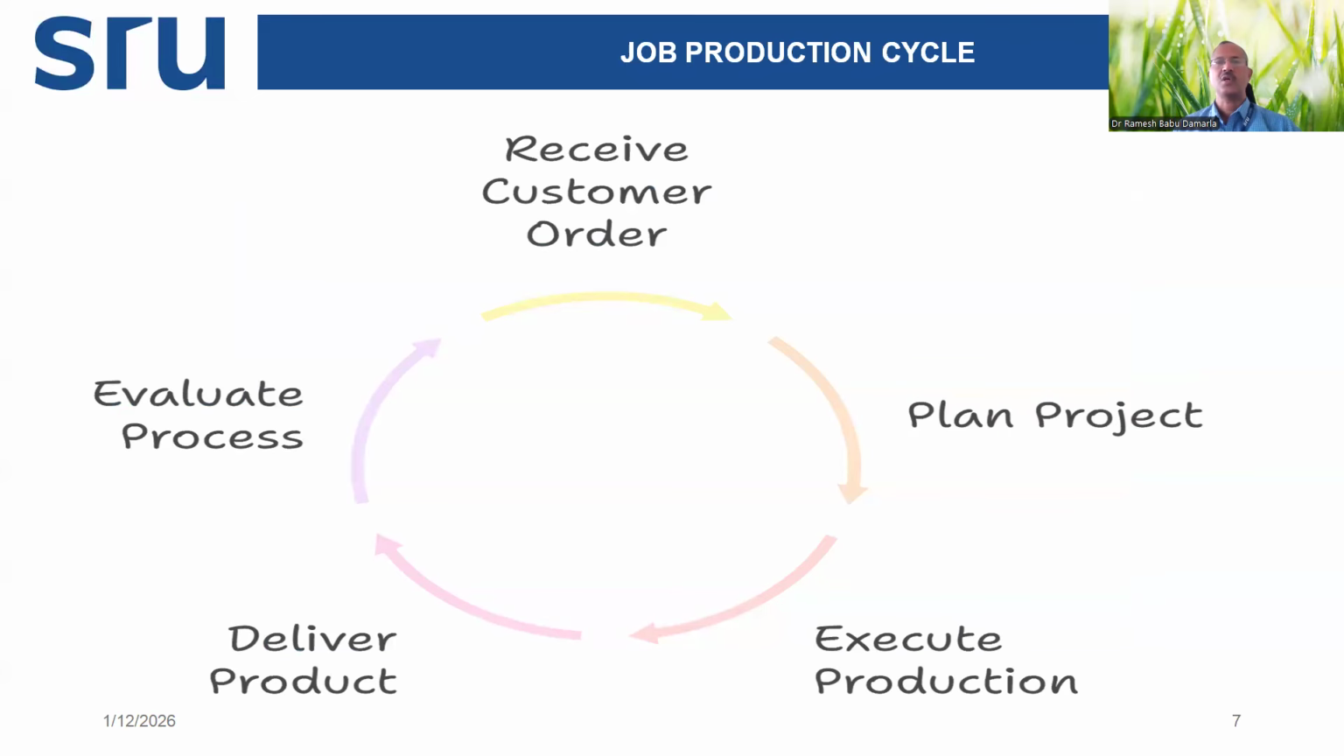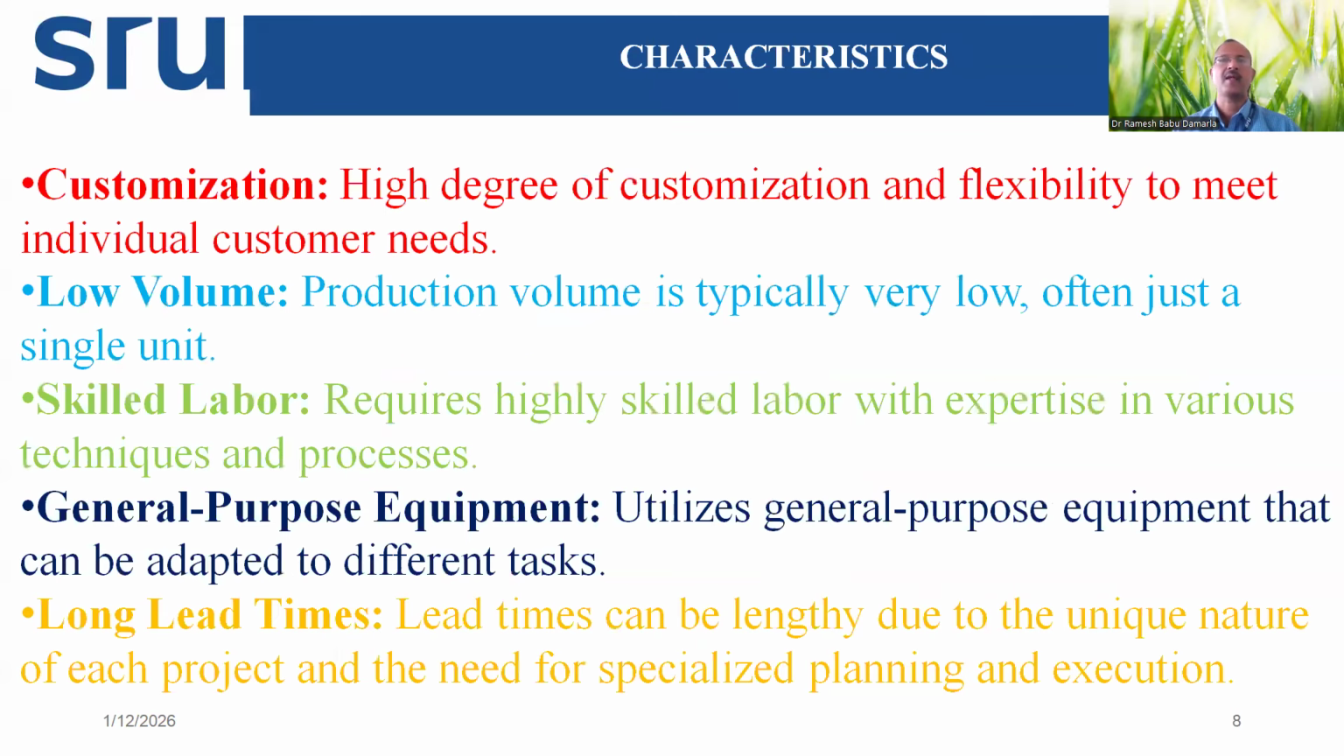Now let us see the job production cycle. The very first step is to receive the customer order, along with the specifications and timelines. Then plan the project, how to execute it. Then construct, make, fabricate, meaning execute the project. The production is executed. Next is to deliver the product. Then evaluate the feedback from the customer. This is called the job production cycle.